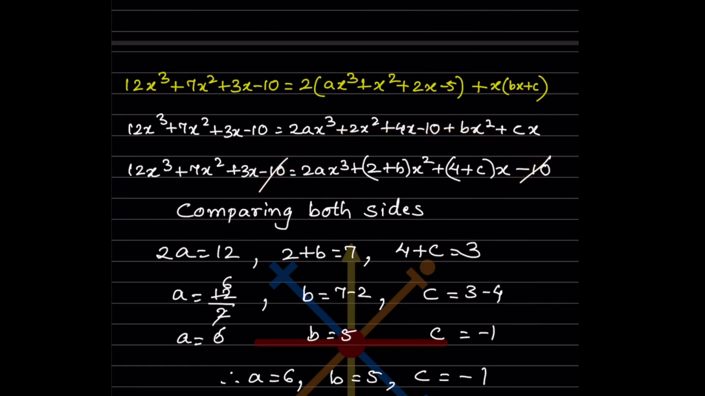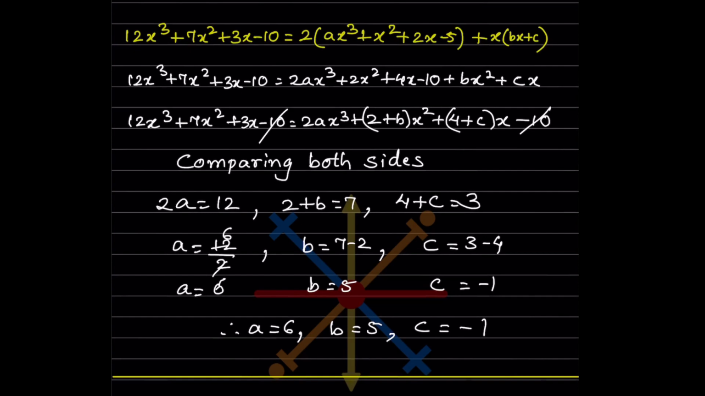So now when we solve this part, 2a is 12, means a is going to be 12 by 2, that will be a is going to be 6. B will be 7, if this goes there, that is going to be minus 2, so b is going to be 5. And c will be 3, this will go here, that is going to be minus 4, so that is going to be minus 1. So we want the values of a, b, c. So again I have written here, a is 6, b is 5 and c is minus 1. So that is the answer.